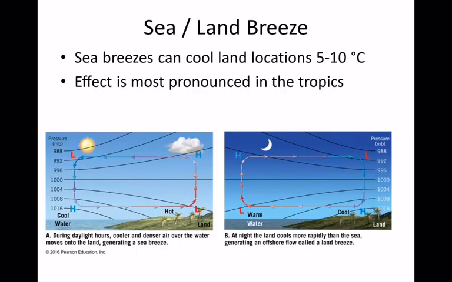We have an outgoing breeze then. Outgoing means going from the land back out to the lake or the sea, happening at night, because at night your water cools down more slowly. So it retains its heat, and the water has the low. Your land cools down more quickly, and so you have a high. You have an outgoing breeze.